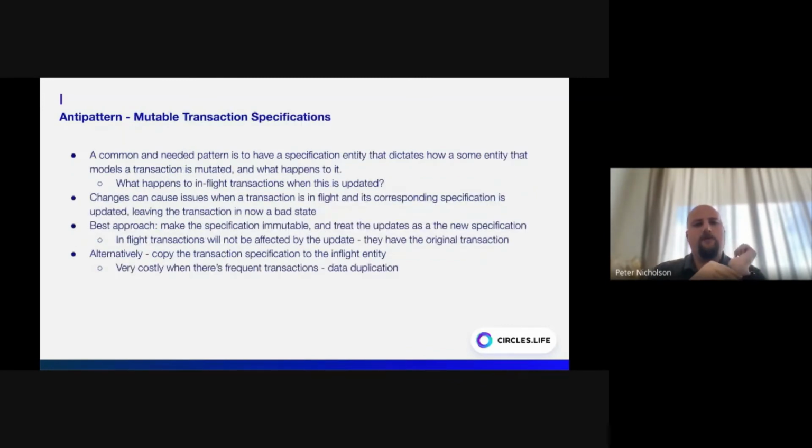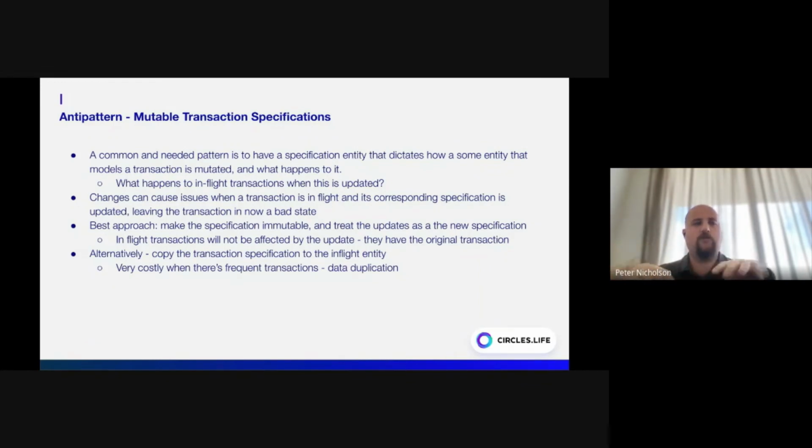Next is the mutable transaction specifications. What this is saying is that a common use case you're going to come across is that you have some specification that's going to dictate how a transaction object is processed. And it can be an anti-pattern to allow that specification to be updated live. Because then you have to ask the question, what happens to my in-flight transactions? And there are some tricks you can do about making these specifications immutable, so you can't change them.